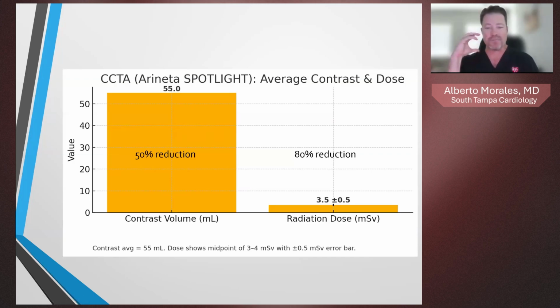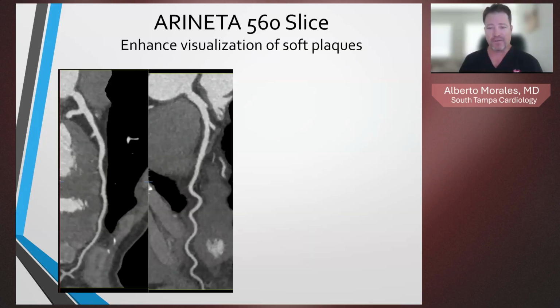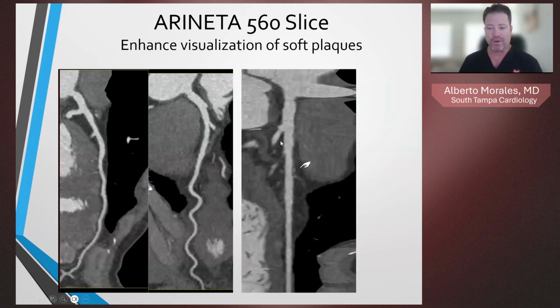From my initial experience, instantly when we got the Arineta Spotlight, we were able to reduce our contrast load by more than 50%. Now we typically average 50 to 60 cc's per study, and our radiation dose went from 14 to 40 millisieverts down to about 3 to 4 millisieverts. So on average, about 3.5. So the quality of the image is superb.